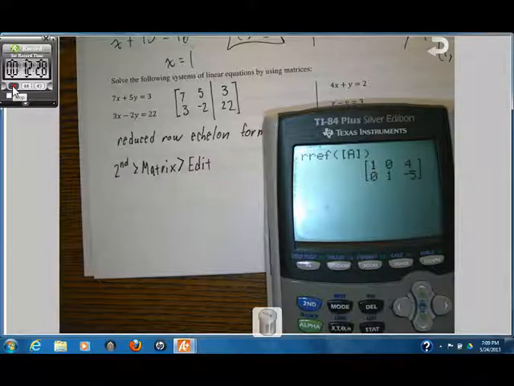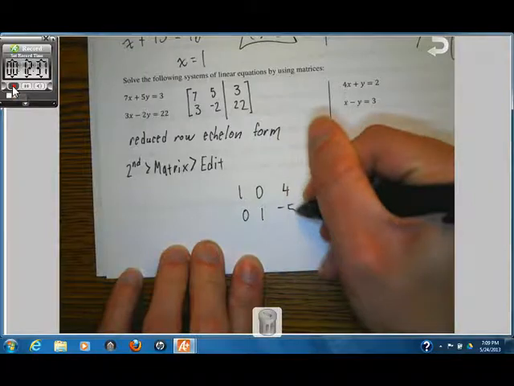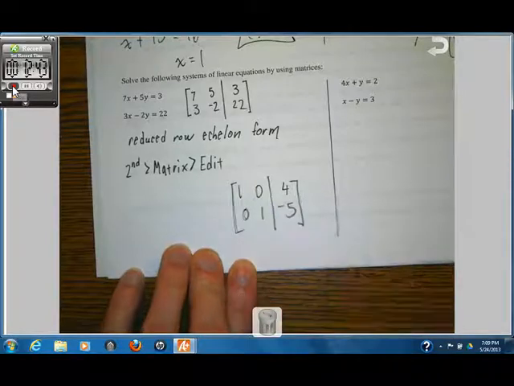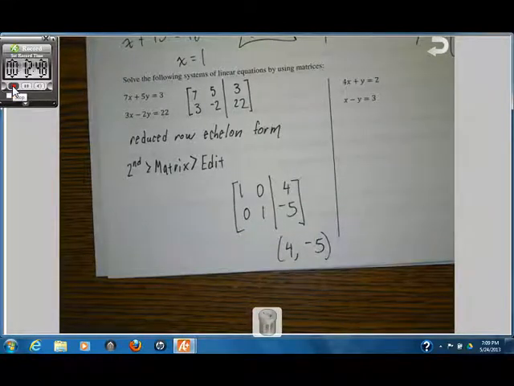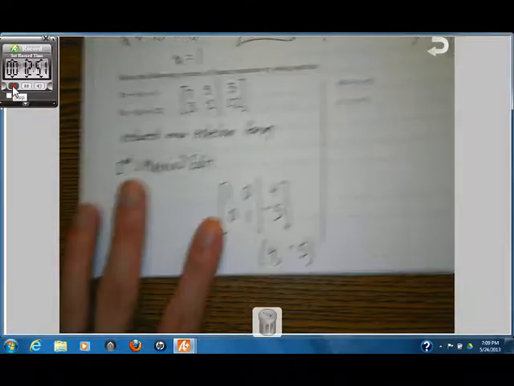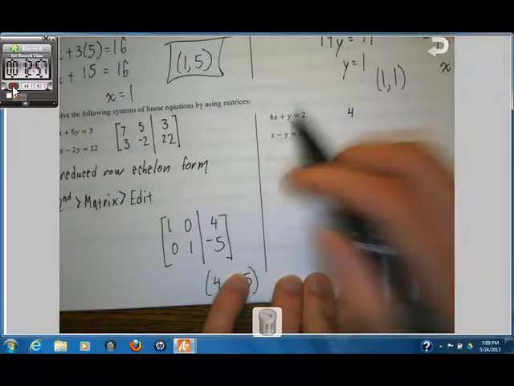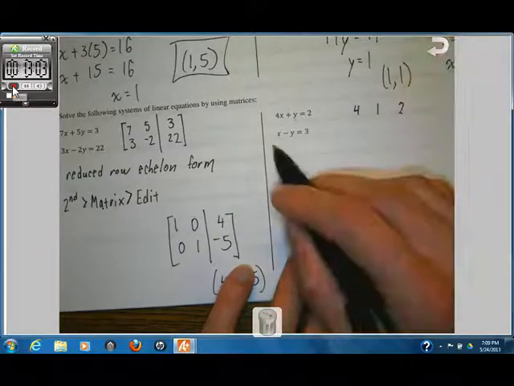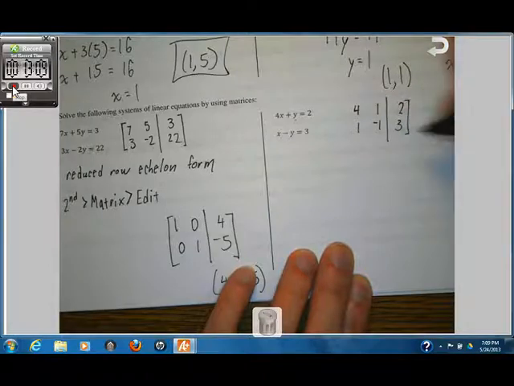Same basic idea happens here. Your coefficient is 4. Here I don't see a coefficient, but what's the coefficient I don't see? 1. Constant is 2. Here we have 1, -1, and 3. So once again, we're going to have a 2 by 3 matrix. We may as well just edit the one we've got. And so the dimensions are the same. We just go 4, 1, 2, 1, -1, and 3. After that, second quit.